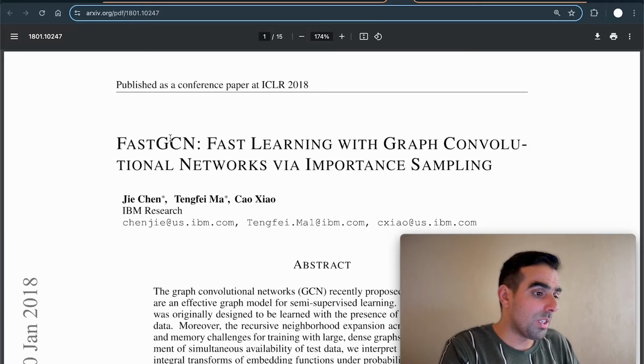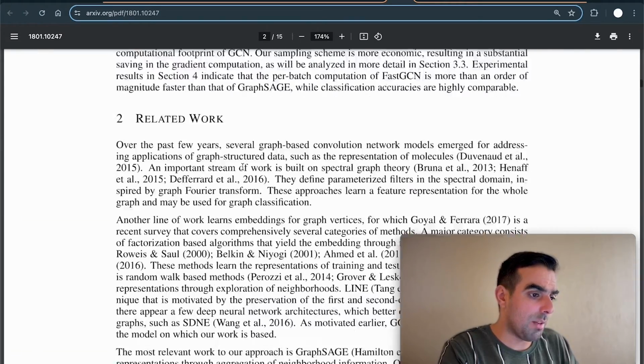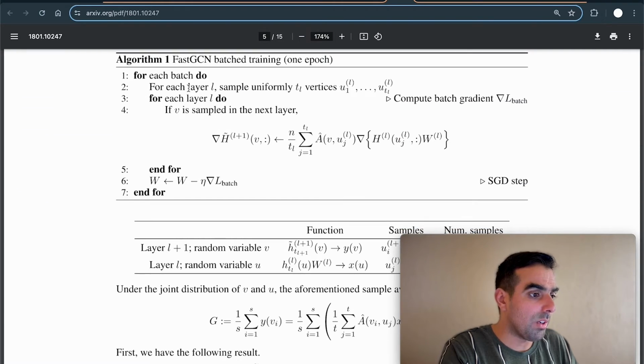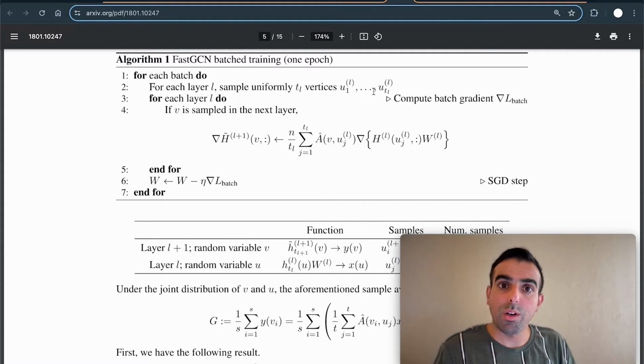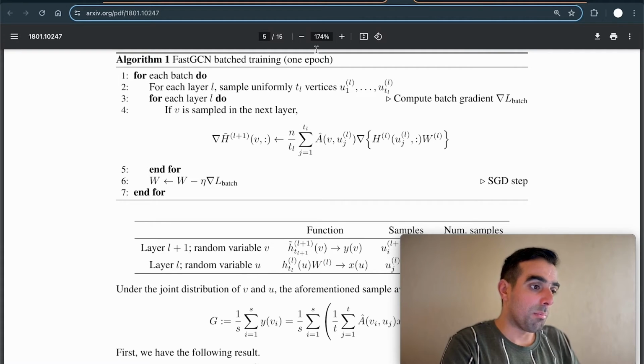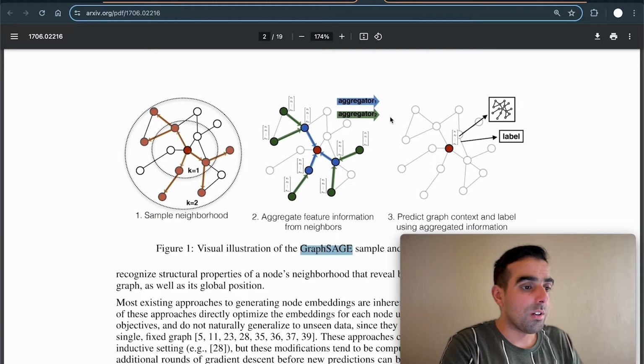But in FastGCN, they changed the sampling technique and they rely on the layers. So for each layer L, sample uniformly TL vertices U1 all the way to UTL. So for each layer, we are sampling a fixed number of nodes. We don't rely on the neighboring connections. We rely on the presence in each layer. But these 2 methods, FastGCN and GraphSAGE, have some problems.